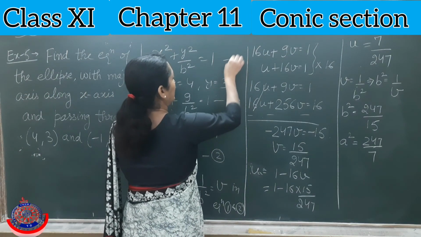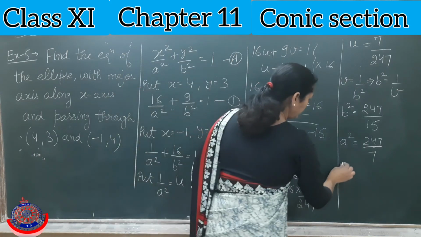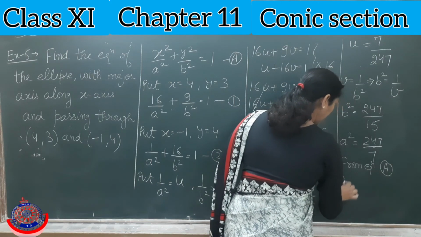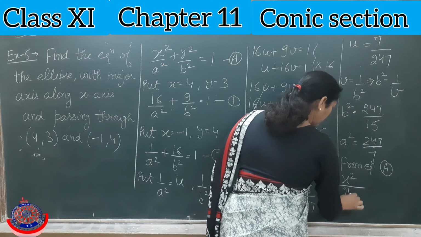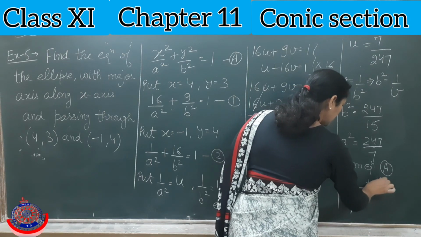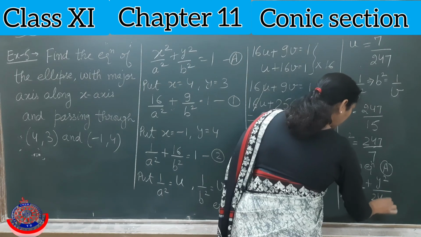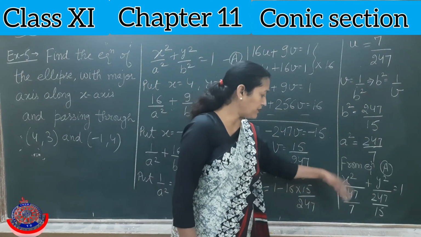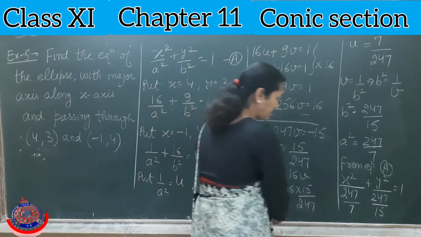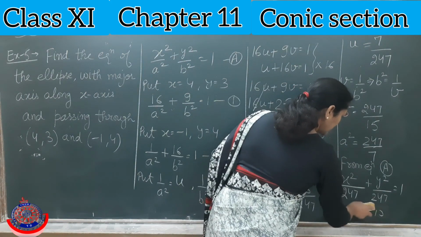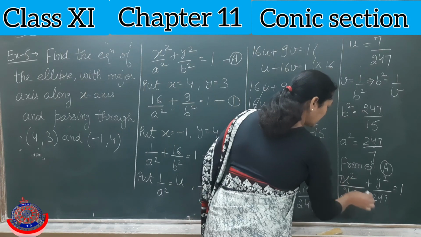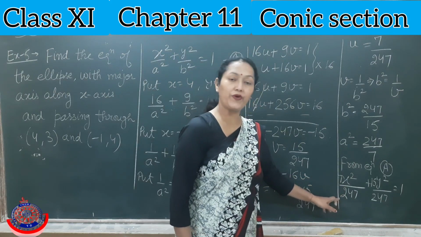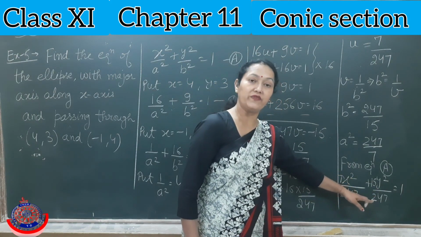So from equation A, we are having x square upon 247 upon 7 plus y square upon 247 upon 15 is equal to 1. Reversing these values, we will be having 7 and 15 here, 7x square and 15y square. So we have got the equation as 7x square upon 247 plus 15y square upon 247 is equal to 1.